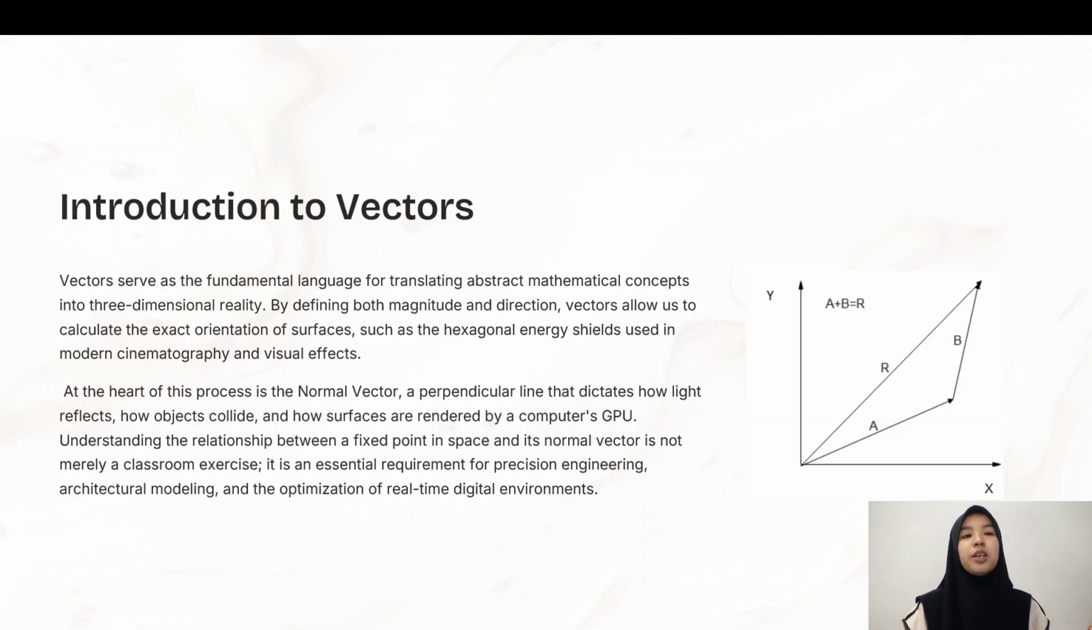Okay, we move to the first subtopic, which is the introduction to vectors. Vectors serve as the fundamental language for translating abstract mathematical concepts into three-dimensional reality. By defining both magnitude and direction, vectors allow us to calculate the exact orientation of surfaces, such as the hexagonal energy shields used in modern cinematography and visual effects.